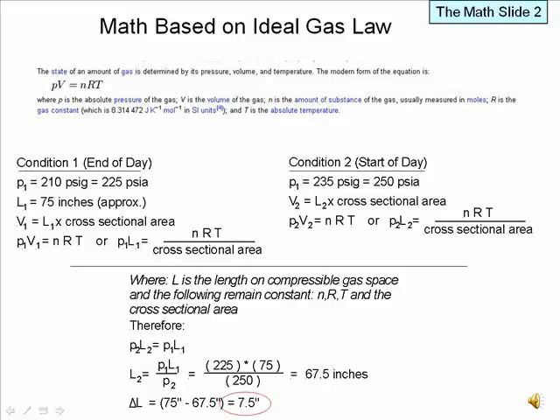In our example, n, R, and T are constant. Therefore, the starting condition and ending condition must follow the following: P1 times V1 must equal P2 times V2. We know the starting and ending pressures, and the volume can be related to the length of the phase line.